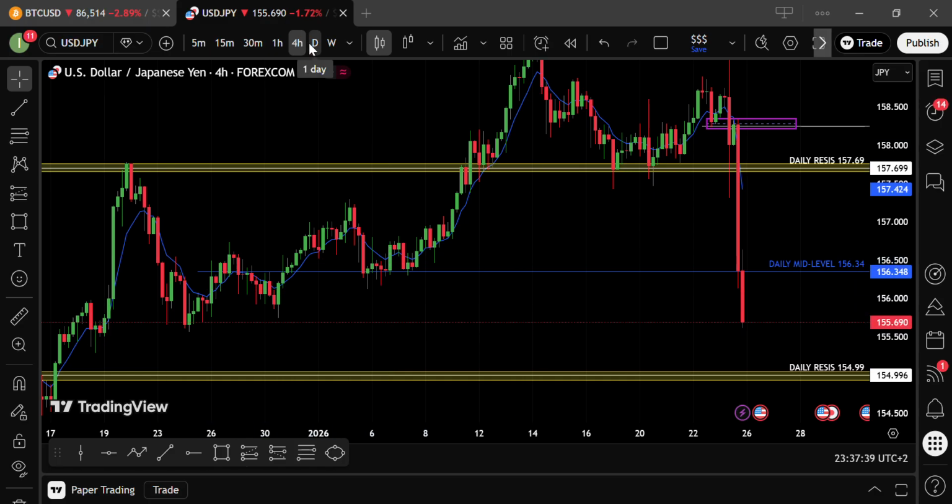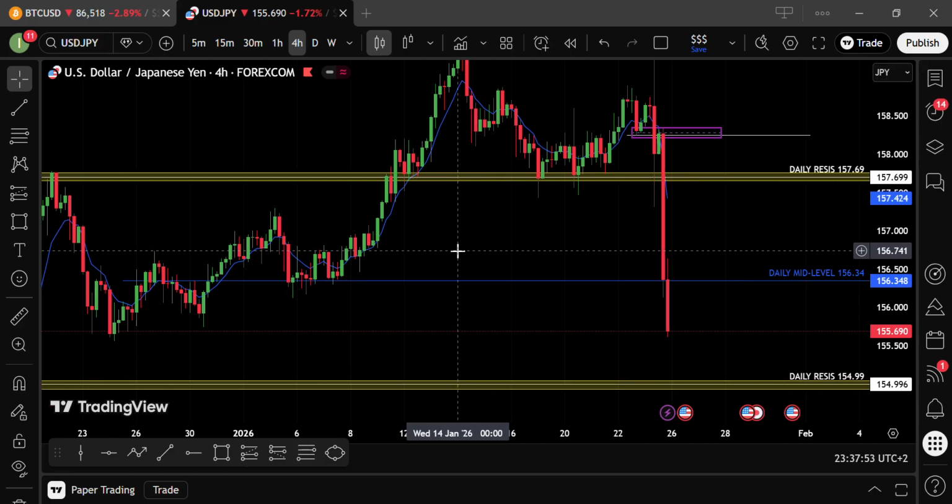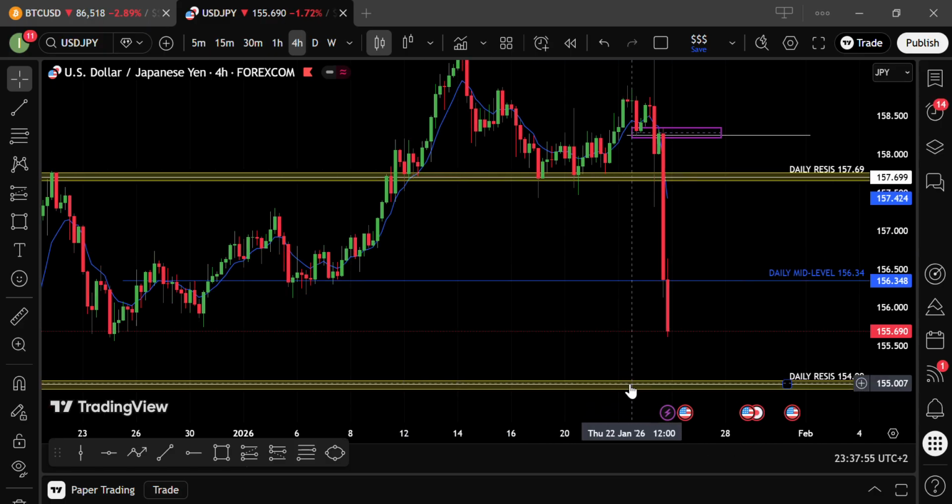However, whatever you see price fit to do, that's on you. Understand? If you see price coming to the daily resistance, that's where you're gonna go. But for me, I like taking down the lows. But definitely, I do see price coming right here.